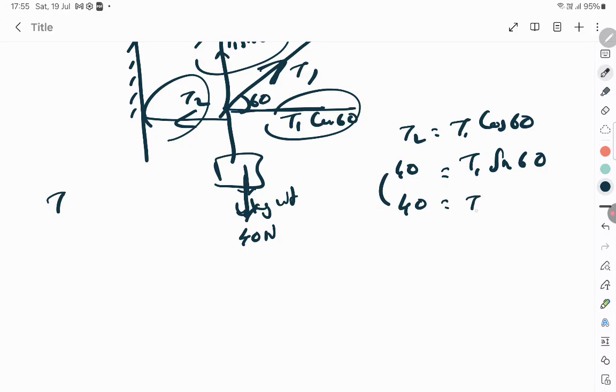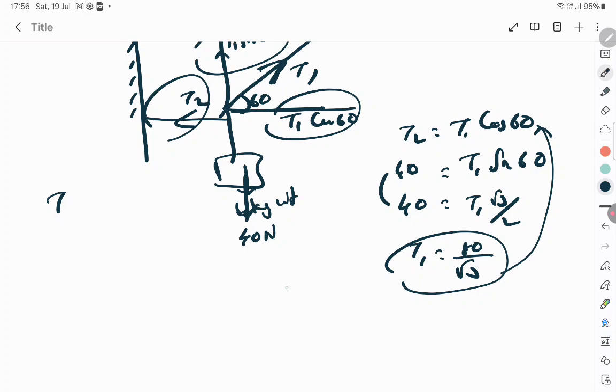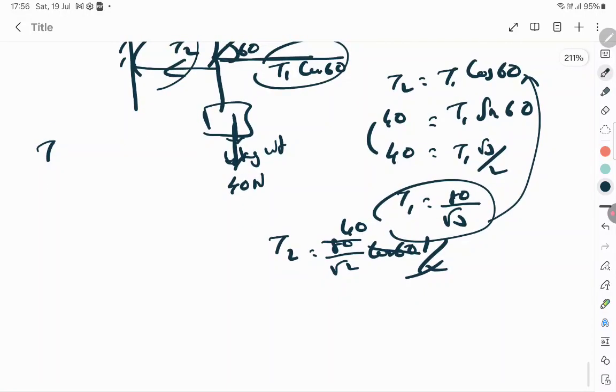40, let's take this equation, T1 into what is sin 60? Sin 60 is root 3 by 2. So T1 therefore is 80 by root 3. You can therefore find T2 is equal to 80 by root 3 into cos 60. Cos 60 itself is 1 by 2, so 40 by root 3. You can rationalize and write these answers. So you can also multiply and divide by root 3, then it will become 80 by 3 into root 3.